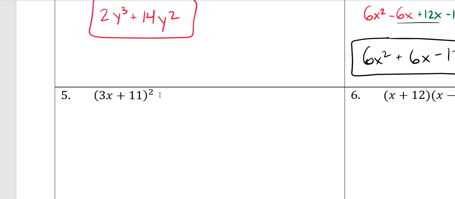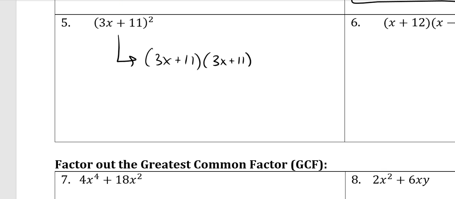3x plus 11 squared. To square something means to multiply it by itself. You cannot take a shortcut here. You cannot just do 9x squared plus 121. It doesn't work like that. You have to multiply it out. Again, I'm going to use double distribution.